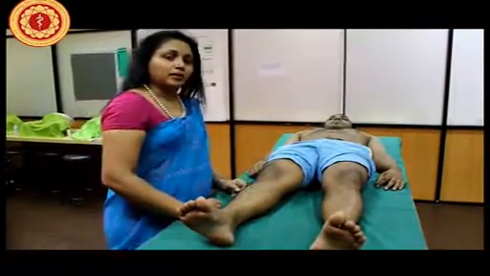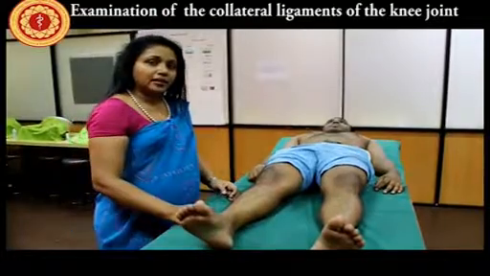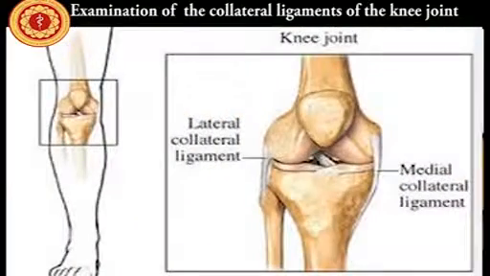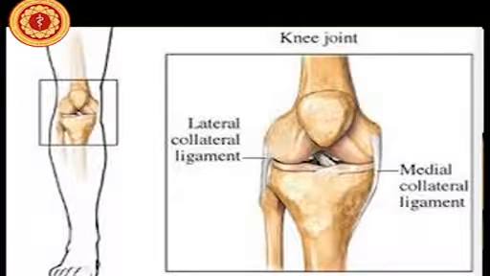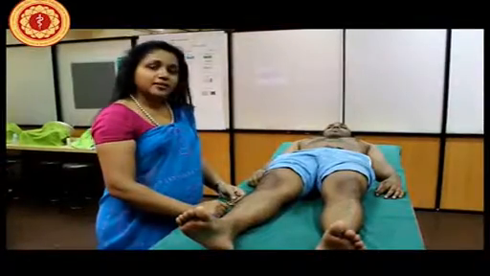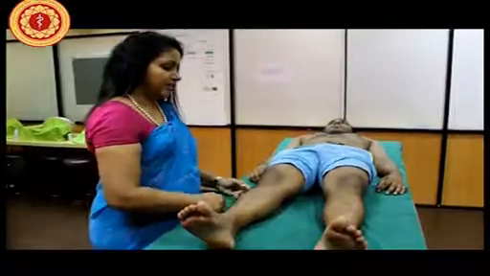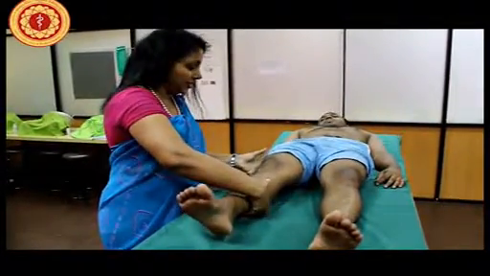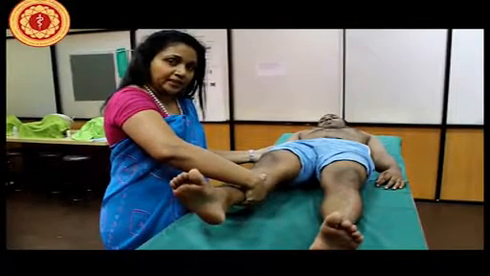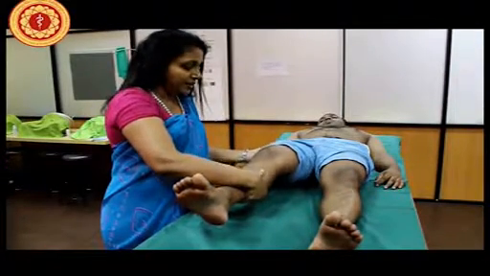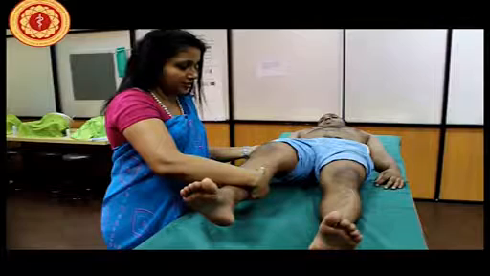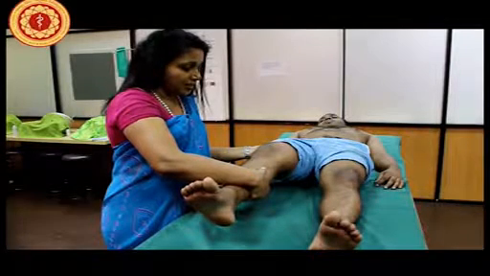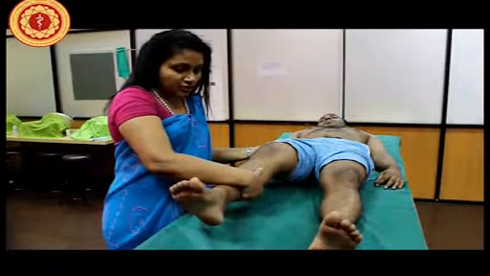Now we will examine the collateral ligaments of the knee joint. The knee has two collateral ligaments, the medial and the lateral. When examining the collateral ligaments, I will place my hands with one hand on his leg and one hand over the thigh. I will slightly flex his knee joint and then apply a valgus force.